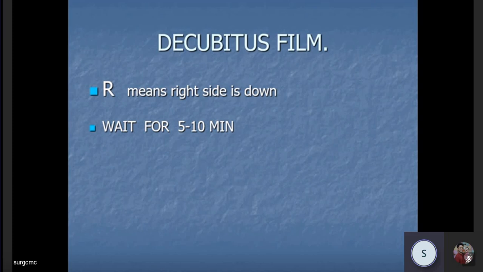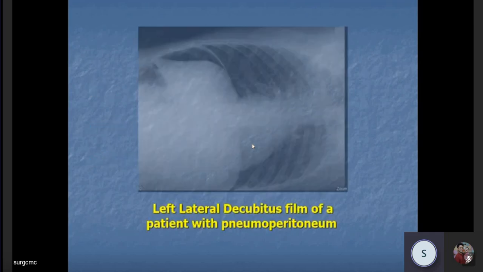And if you are taking a decubitus film in a particular posture, don't just put the patient in that posture and take a film. You have to wait for a few minutes and then take the film. Intentionally overexpose the film to get better clarity between the gas and fluid, as you do not get proper fluid levels otherwise, if any is there.